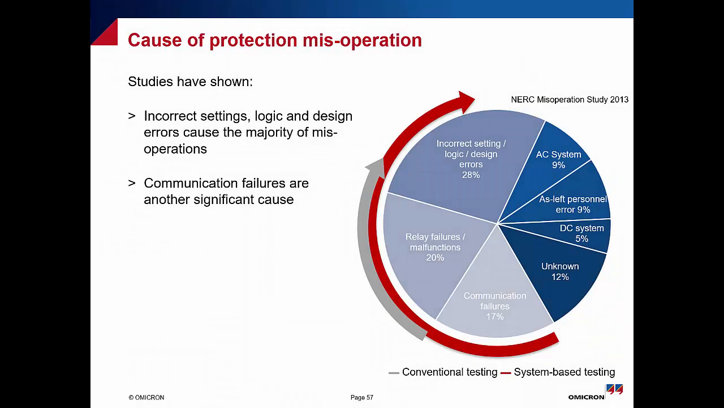As per the generic survey of 2013, they found that the main cause of misoperation, maybe around 28%, is incorrect settings and logic design errors. 20% is relay failure, the relay itself, 17% is communication failure, DC system 5%, and the AC system 9%. Another 9% is personnel errors, and 12% is still unknown.